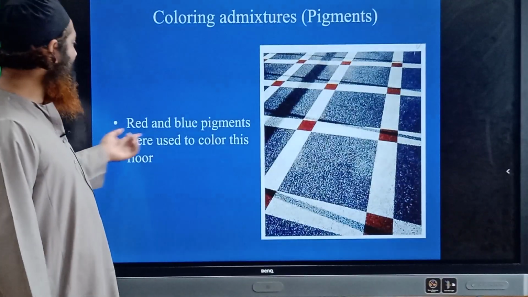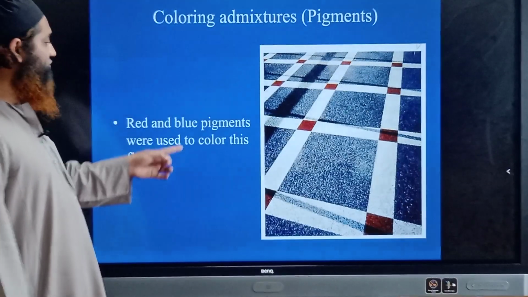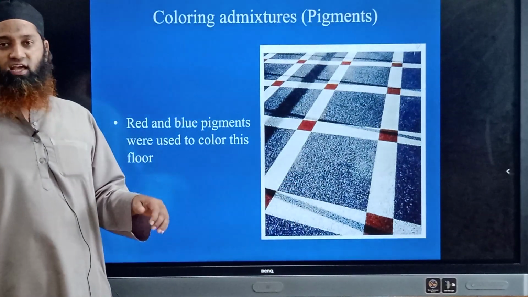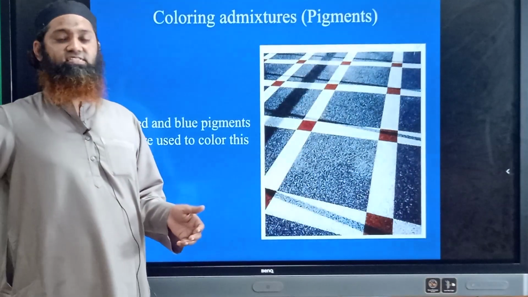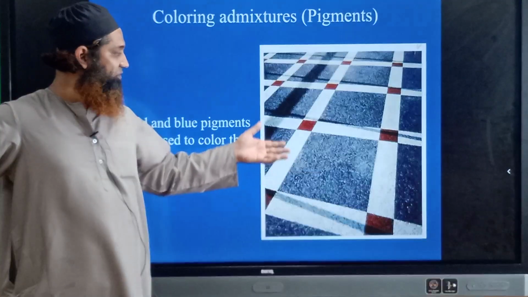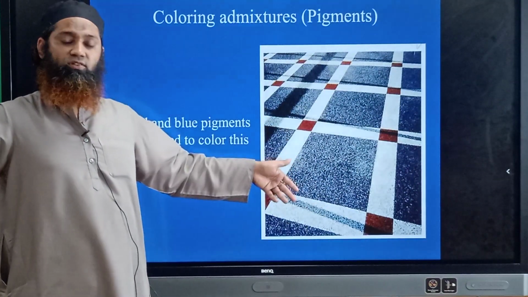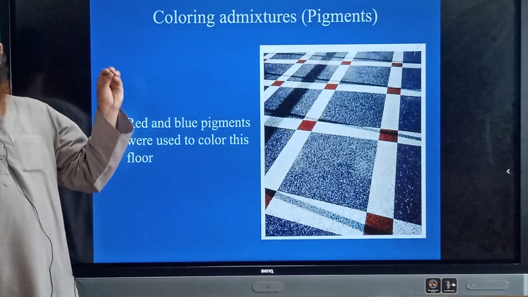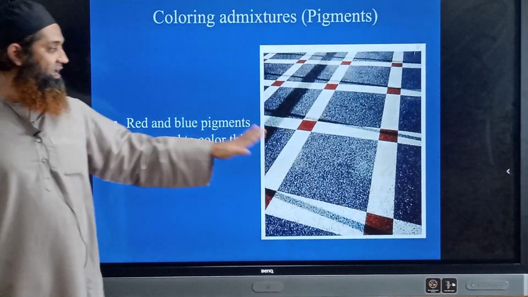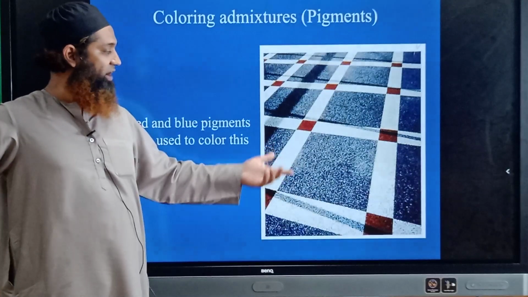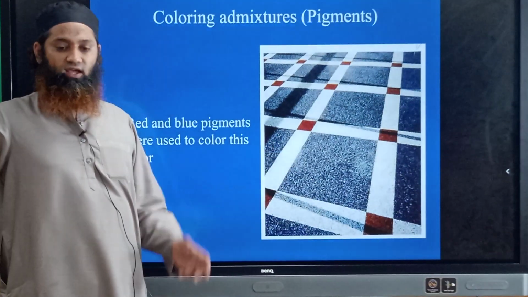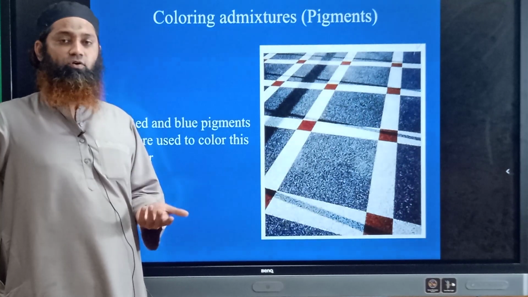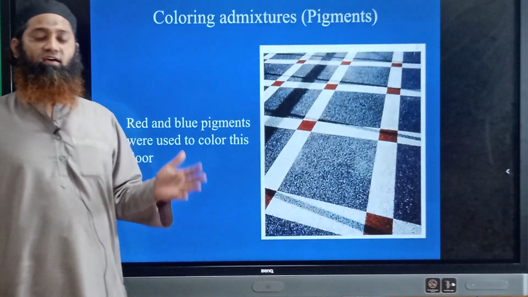You can see red and blue pigments were used to color this floor. These pigments were mixed into the concrete while laying only. Once they were laid, you can see this concrete looks as if something was painted onto it, but these pigments were mixed into the concrete and they were laid. So this type of admixture plays a very important role in terms of aesthetic view, whereas to increase the properties and the strength of the concrete, different other admixtures are available.